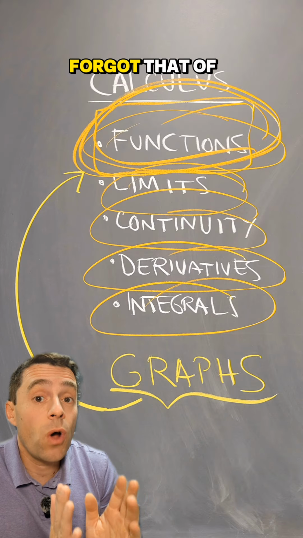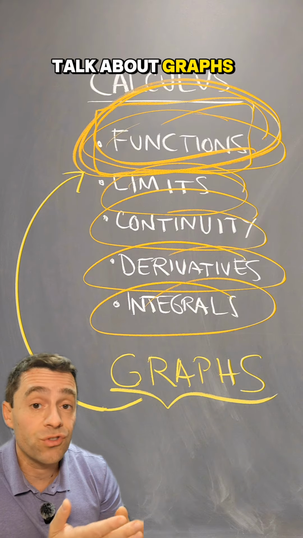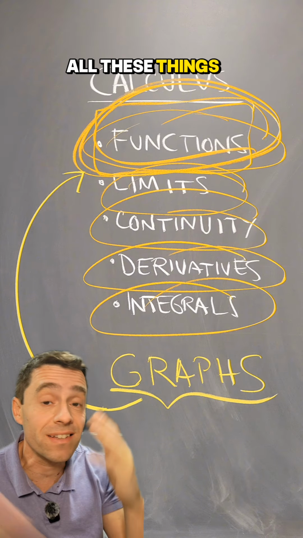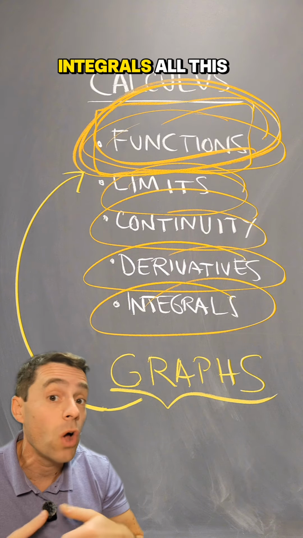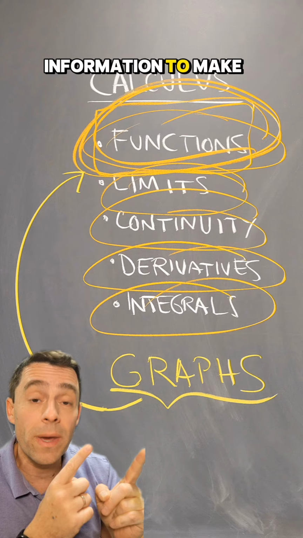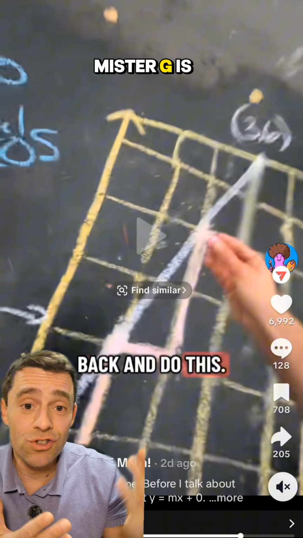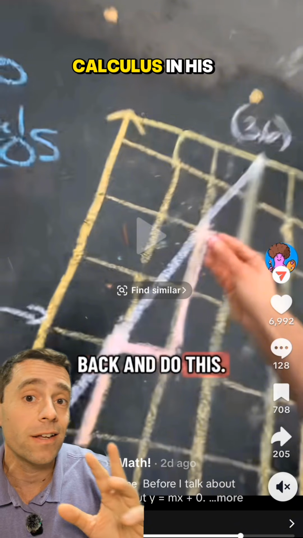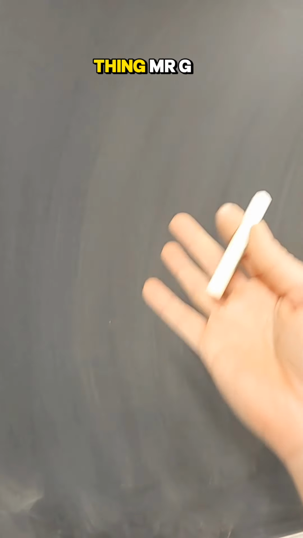Oh, and I almost forgot that, of course, we need to talk about graphs. What's the graph of a function and how do you graph functions? How are we going to use all these things like the limits, continuity, derivatives, integrals, all this information to make graphs? In this video, Mr. G is talking about the graph of a function, so there's already some foreshadowing of calculus in his content. So the first thing Mr. G is going to have to explain is what is a function.